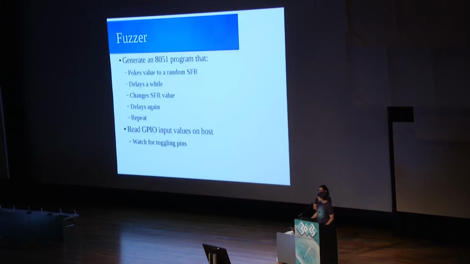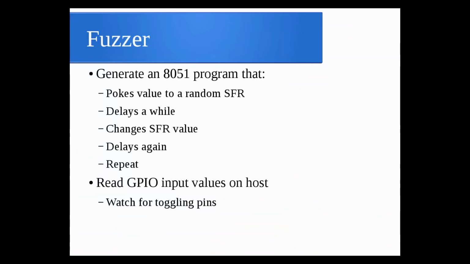So we'll write a fuzzer, another fuzzer. Fuzzers are great. And the fuzzer is going to take a random number and poke it into a random value in the special function memory mapped register area. It's going to delay a while. It's going to change that special function register value to a different value. It'll delay again, and it'll repeat.